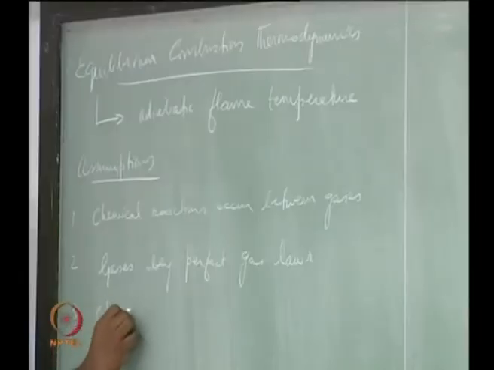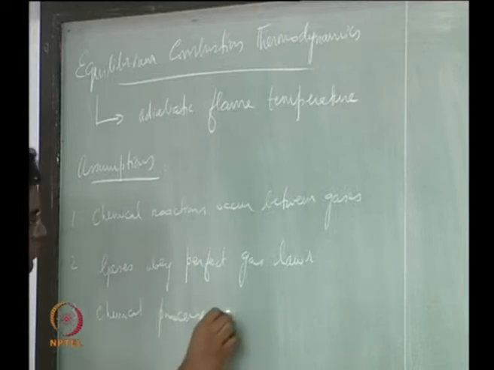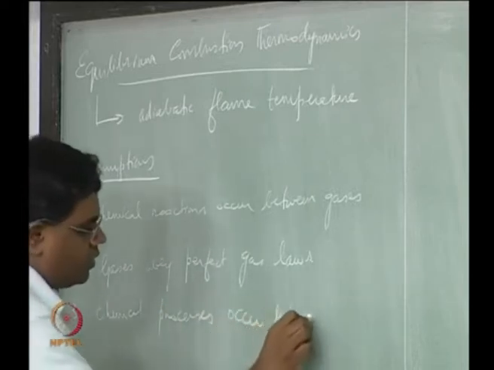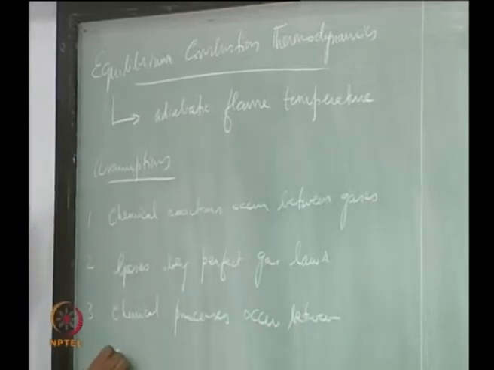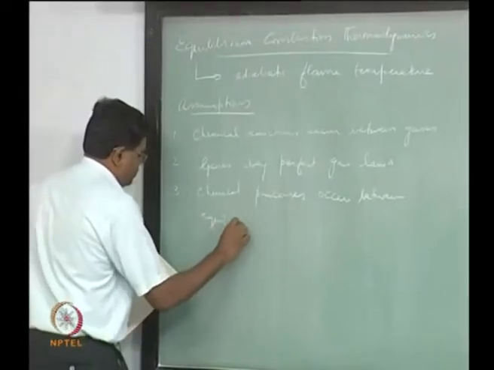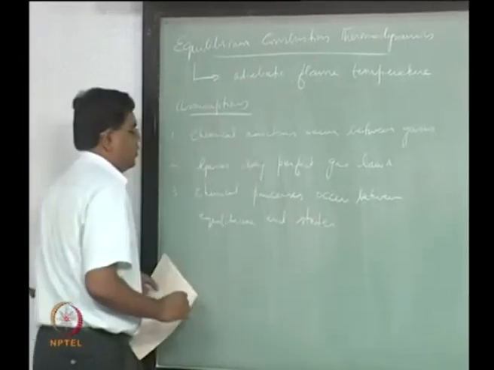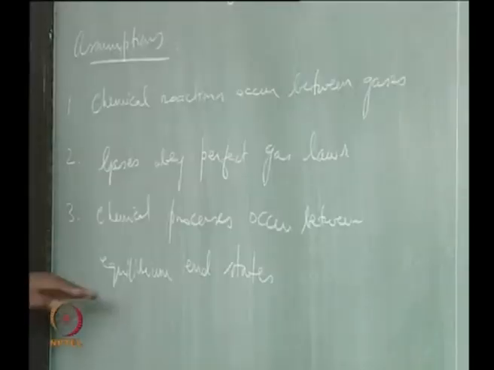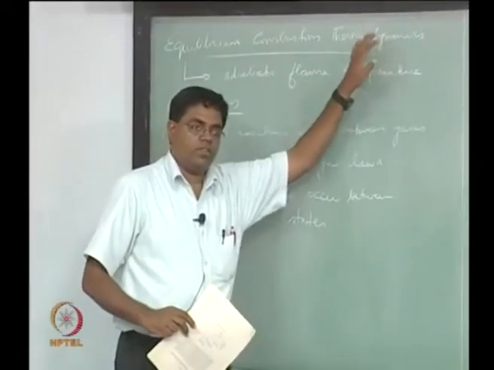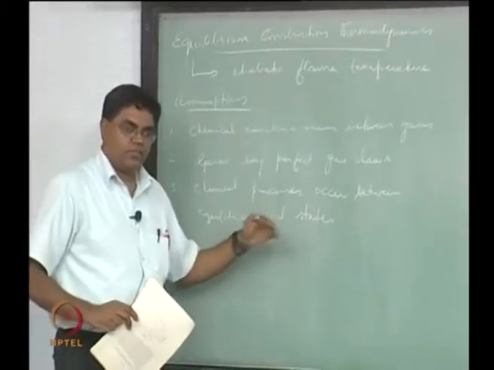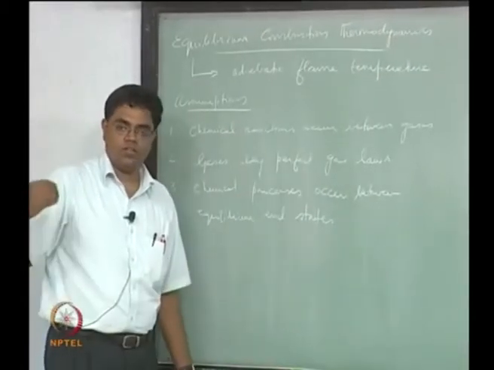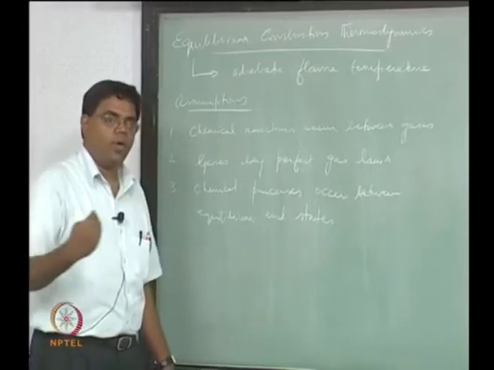chemical processes occur between equilibrium end states. Right, so we are talking about a few things in this assumption. First of all, as I said the other day, we are dealing with thermodynamics. So thermodynamics is all about dealing with states and paths, not necessarily how fast you're going from one state to the other state through a path.